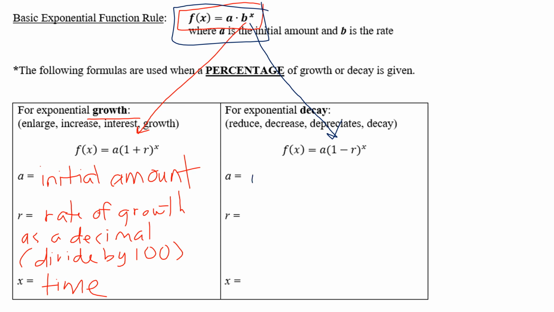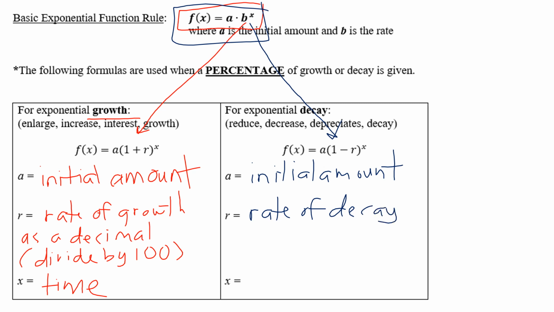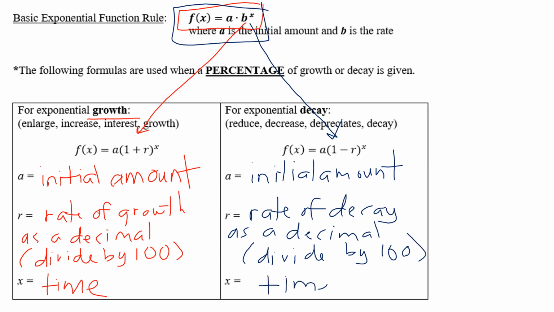So a will still represent the initial amount, okay, whatever we start with. R is now going to be the rate of decay. So how fast is it getting smaller? Again, as a decimal. So if they tell me that something is decreasing by 13%, I don't necessarily want the percentage. I want to know how much out of 100, so I'm going to divide by 100. And then x, again, has something to do with time, according to whatever the problem tells us. And with these two formulas, a hint that we're going to want either exponential growth or exponential decay will be the fact that if they tell me that something is growing or decaying by a certain percentage.